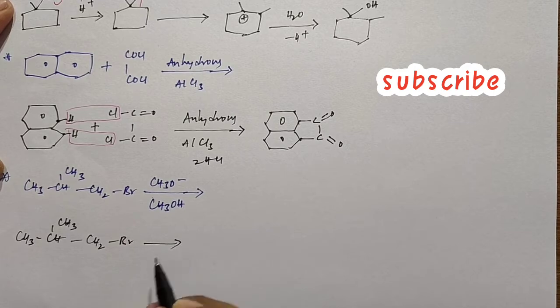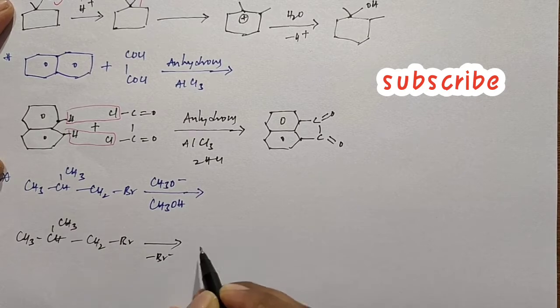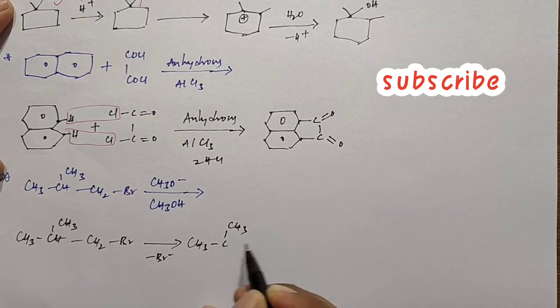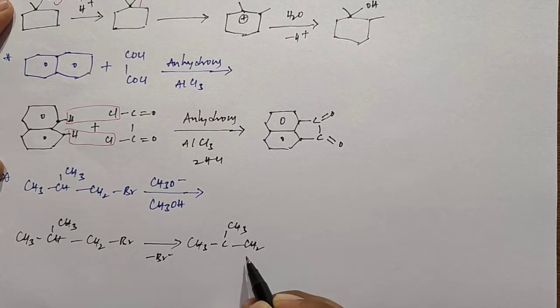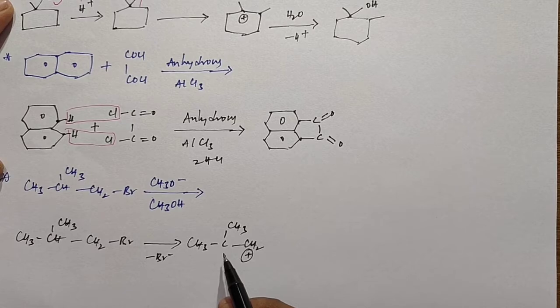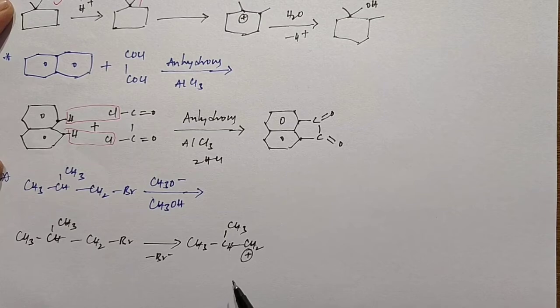So in the first step, in this compound the bromide ion can be lost. We get the primary carbocation. By the removal of the bromide ion, we just get the primary carbocation. So this is a primary carbocation. Here we have one possibility to get the tertiary carbocation. The tertiary carbocation is more stable when compared to the primary carbocation.